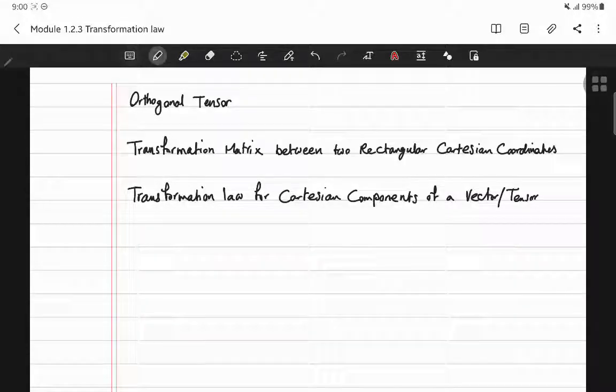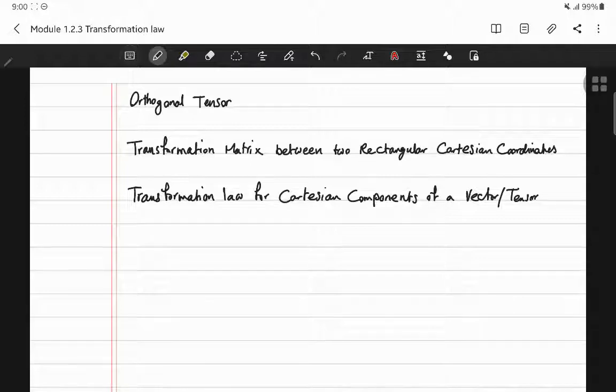Hello everyone and welcome to this module, an introduction to continuum mechanics. In this video we're going to discuss quite a few important titles. We have the orthogonal tensor, where we bring the concepts of an orthogonal tensor here. And then we have the transformation matrix. So this is the transformation tensor, but we write it in the matrix form between two rectangular Cartesian coordinate systems.